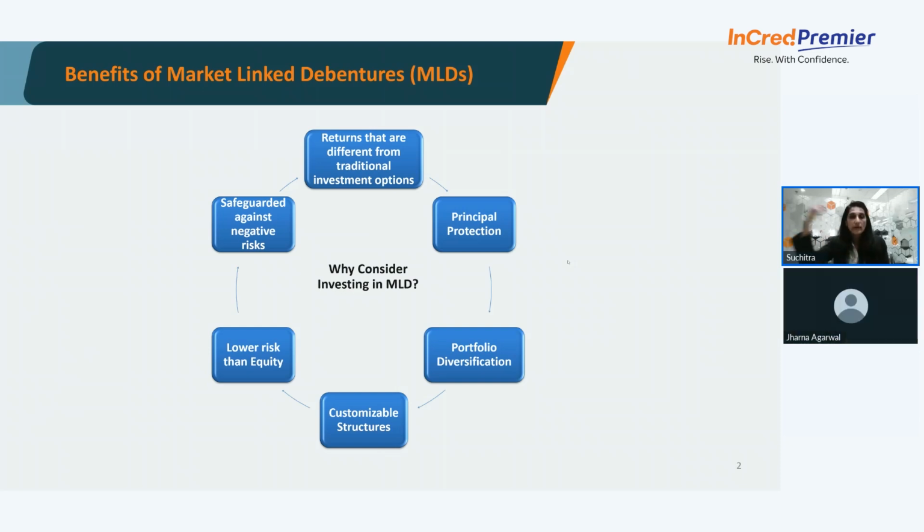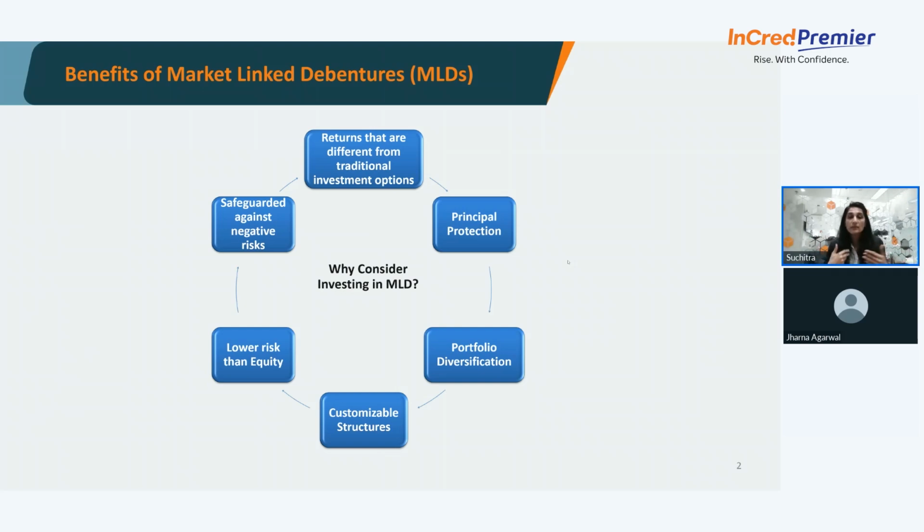So you get only positive performance of Nifty, not the negative performance, and that's what we call principal protection. You put in 100 today, and at the end of the note maturity, let's say it's 2 years' time, you get 100% no matter what, plus a certain return on the Nifty. You get returns that are different from traditional investment options.